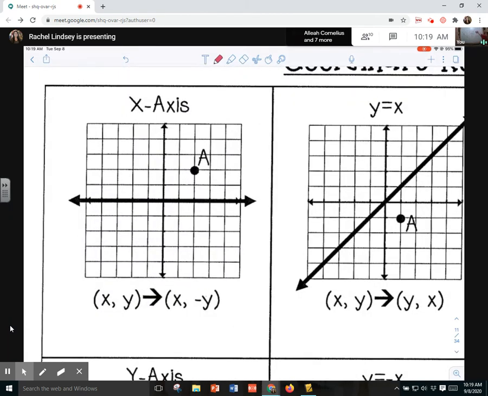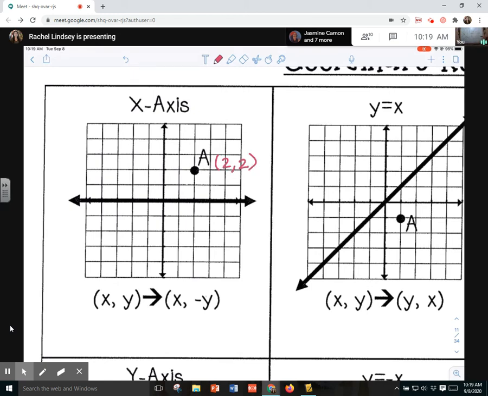That means it's just going to flip exactly over that x-axis. And the rule for that is (x, y) goes to (x, negative y). So if I found my coordinate for A, where's it at? At 2, 2. Negative 2, positive 2.